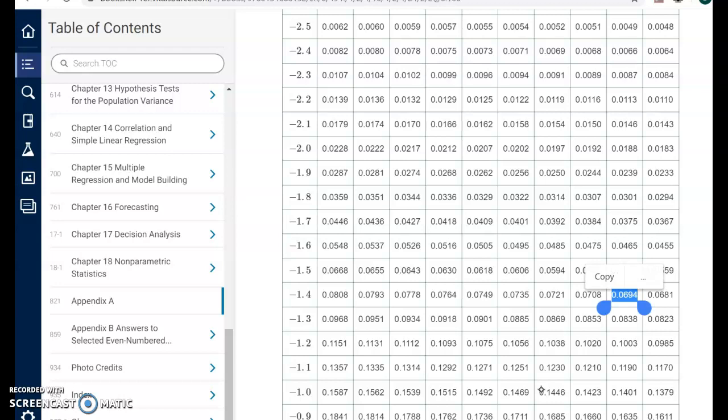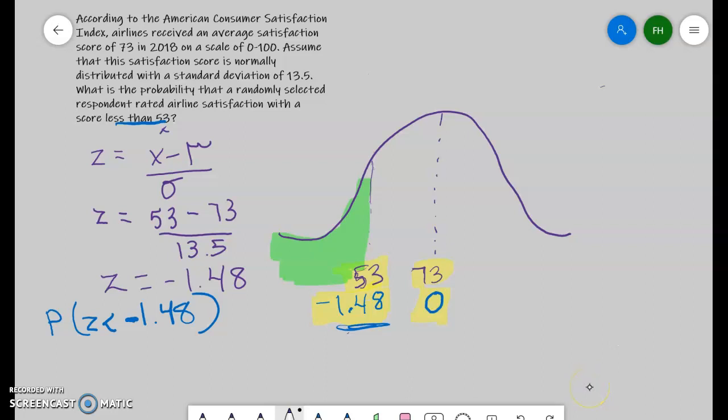that the probability or the area under the curve there is 0.0694. So the area of this is 0.0694, which answers our question. The probability that a randomly selected respondent rated the airline's satisfaction with a score of less than 53 would be 0.0694, which is about a 6.9% chance.